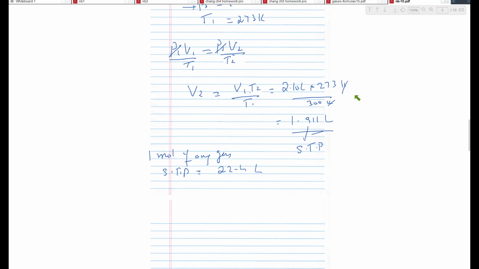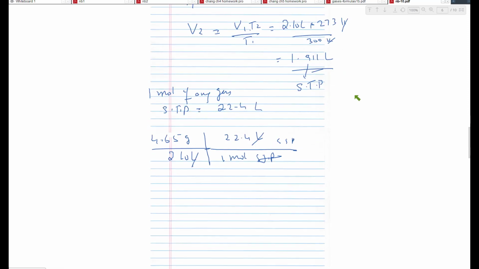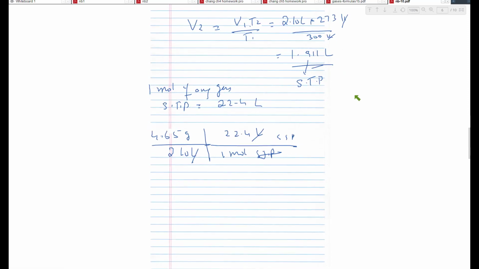So let's start this one again. How many grams was given there? 4.65 grams. And how much volume is given there? 2.10 liters. And now just multiply, but you want 1 mole occupies at STP how much? 22.4. So liter cancels, and you will get gram per mole, am I right? And that's the molar mass.